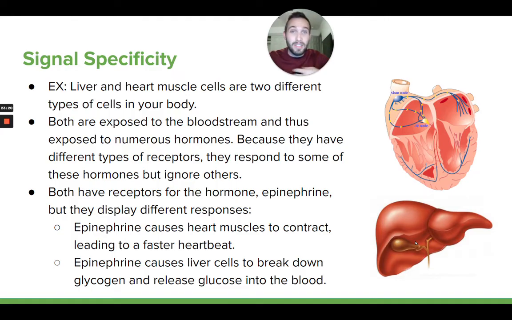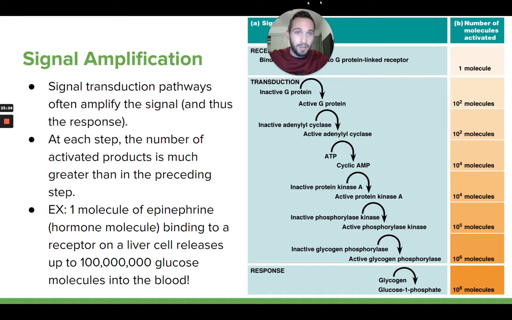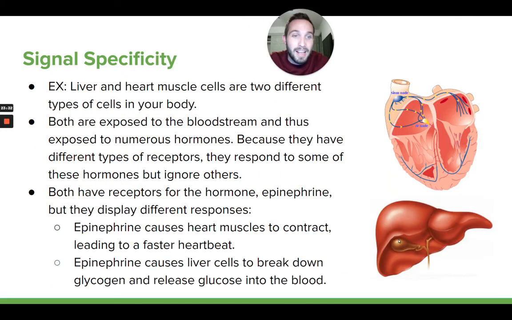So liver cells store glycogen, and that was the example I was showing you earlier in this sequence of events. When epinephrine binds, it leads to a bunch of glycogen breaking down into glucose, and that's going to be released into your blood. That's the response the liver has to epinephrine. So they both have two different responses. This guy is going to start contracting and beating faster. This guy is going to break down glycogen and release it into your blood, both to the same signaling molecule.